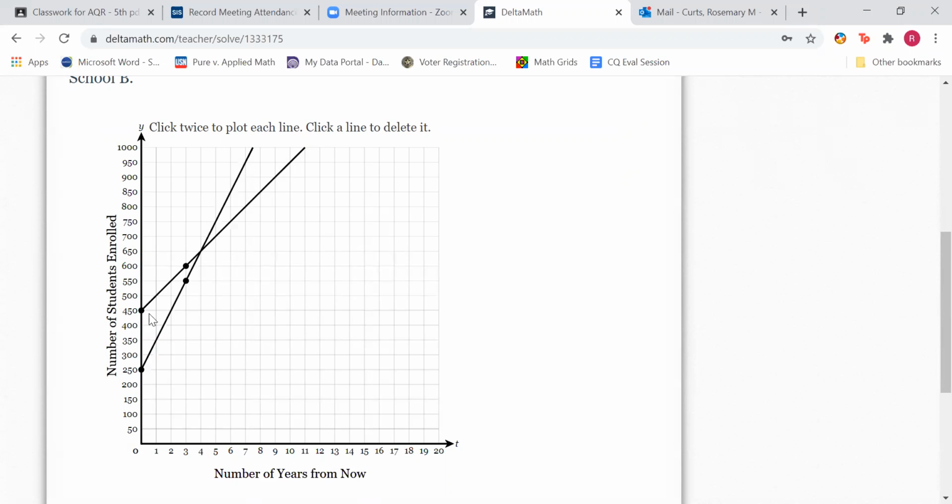After a year, A has 350, B has 500, still has fewer. 2 years, A has 450, B has 550. 3 years, A has 550, B has 600. And then 4 years, they both have 650. And after that, High School A starts pulling ahead, right? After 5 years, A has 750 and B has 700. So right here where they meet at 4 years, after that, A has more because A is above B.